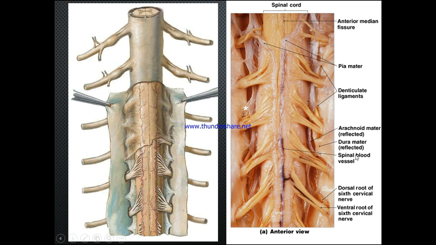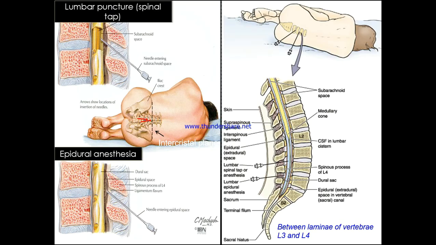And we can also see the spinal blood vessels and the dorsal roots, in this case of the sixth cervical nerve, and also the ventral root of the sixth cervical nerve, which we're going to look at in our cadaver as we start to complete and go through with our laminectomy and disarticulation.